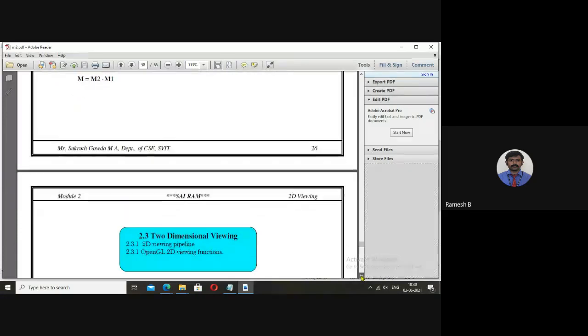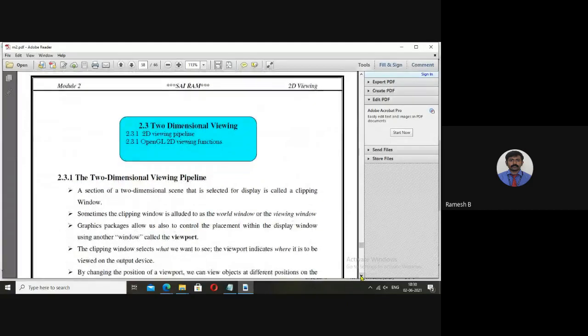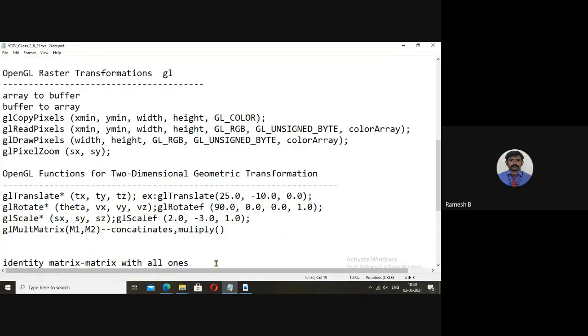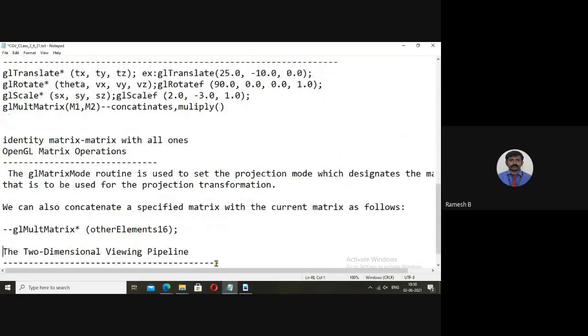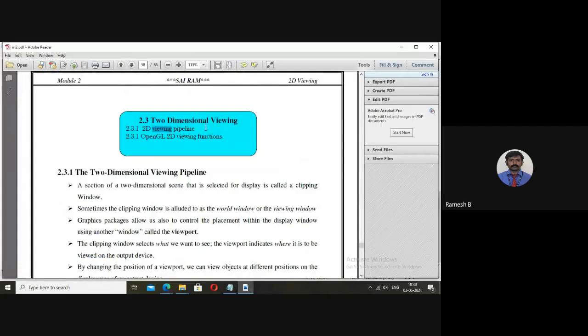Now the next topic is two-dimensional viewing. How is the object displayed in two dimensions? What operations or activities are done internally? That is known as the viewing pipeline. From window to viewport, we are doing some transformations by using two-dimensional viewing.